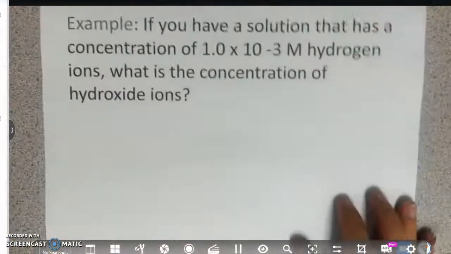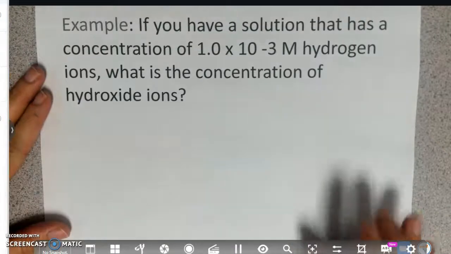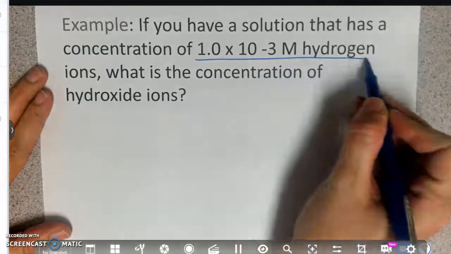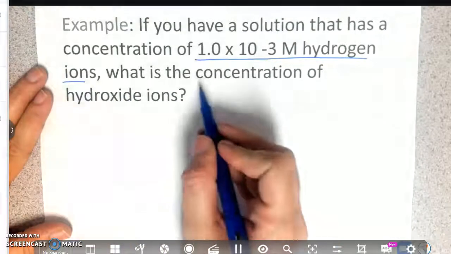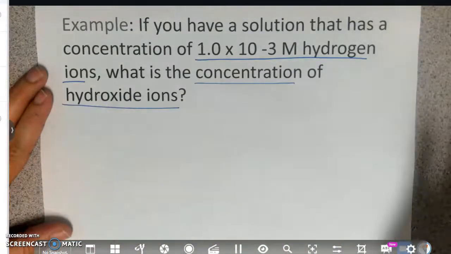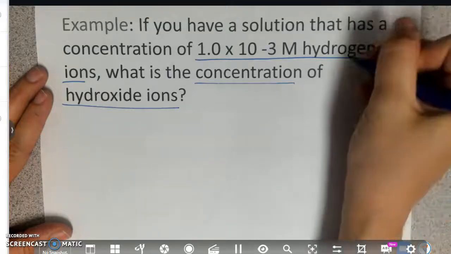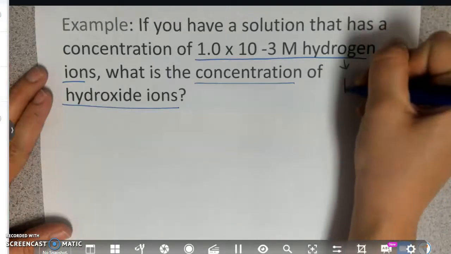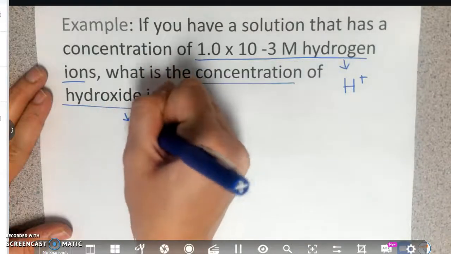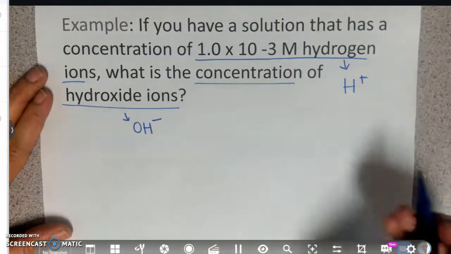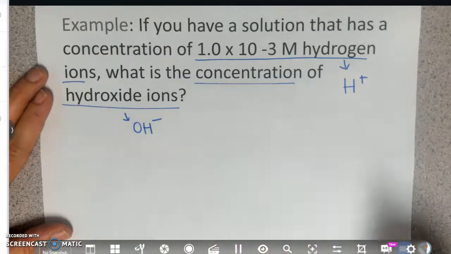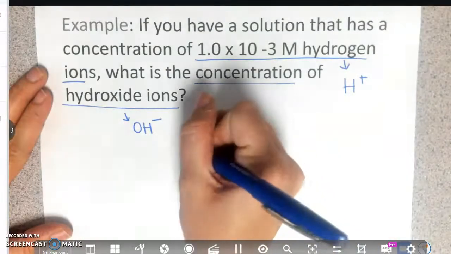So our first example problem, we have a solution that has a concentration of 1 times 10 to the negative 3 molarity hydrogen ions. What's the concentration of hydroxide ions? A lot of people will mess up because hydrogen and hydroxide sound similar. When you see hydrogen, that is H plus. Hydroxide is OH negative. Okay, and so we have a concentration of hydrogen ion, and I want to know the concentration of OH ion. We'll use our new formula.